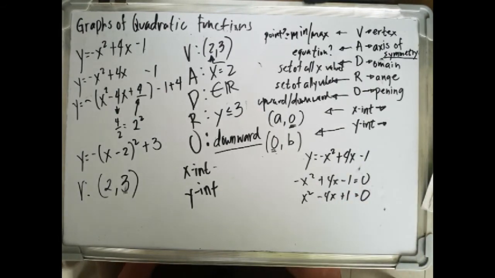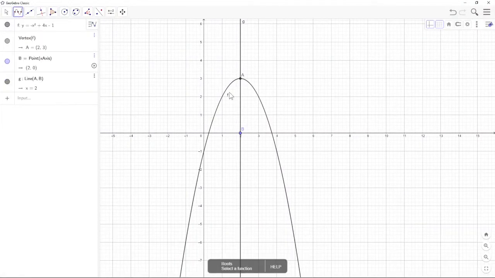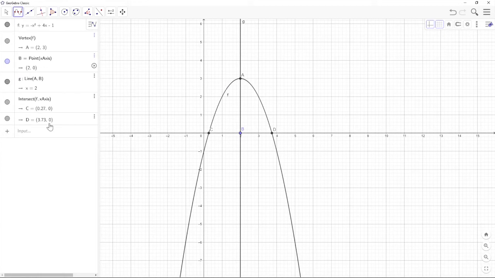Wala pa siyang factors. Okay, so x-intercept natin is, sa pakita natin yung graph. So, a graph, we have your roots, click there. So, may point. So, hindi siya exacto, you use the quadratic formula.